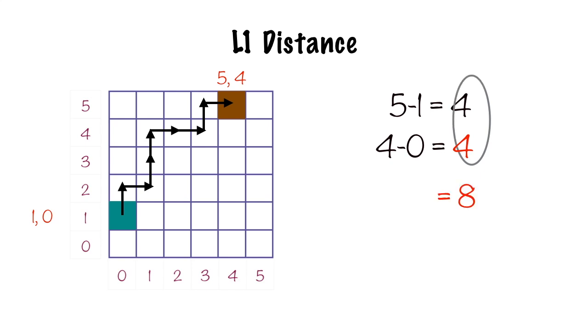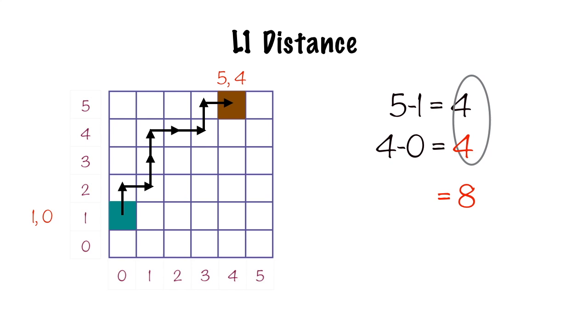In this way, we are able to add up both of these quantities and get the total number of blocks that will have to be traversed, which is equal to 8. The L1 distance between the points 1, 0 and 5, 4 is equal to 8, because that is the total number of steps that we will need to take in order to go from one to the other. Notice that this is only the case when our steps are constrained to be either horizontal or vertical.